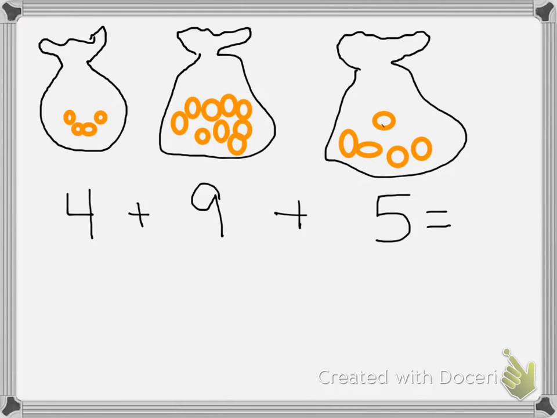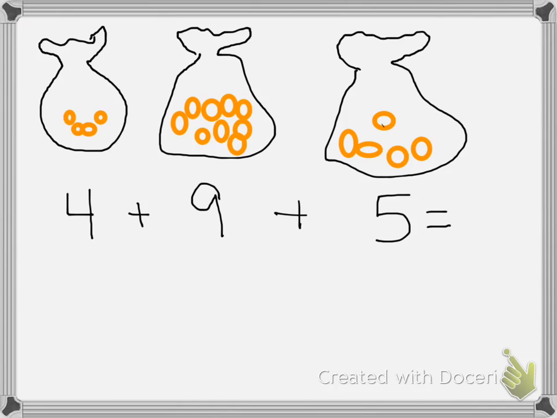For your first question, we have 3 bags. Each bag contains oranges. Each orange circle represents an orange. So for our first bag, we have 4. Our second bag, we have 9. And our third bag, we have 5.